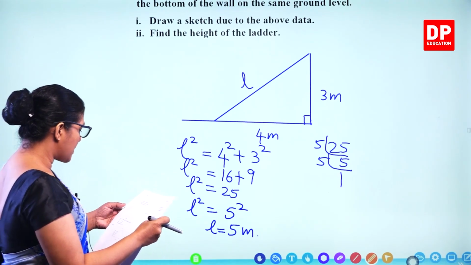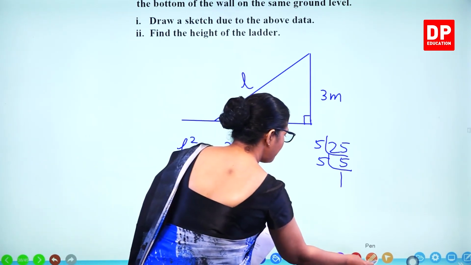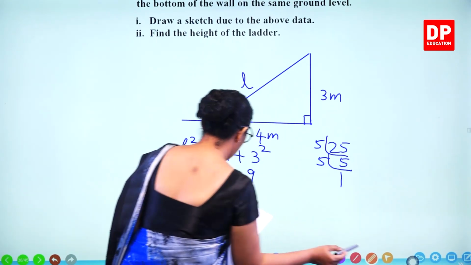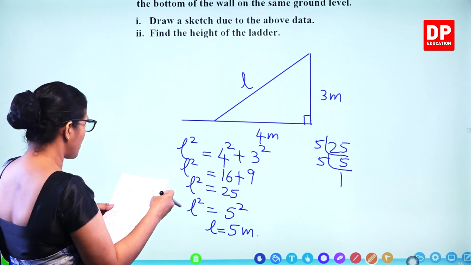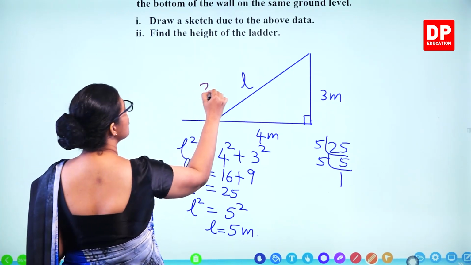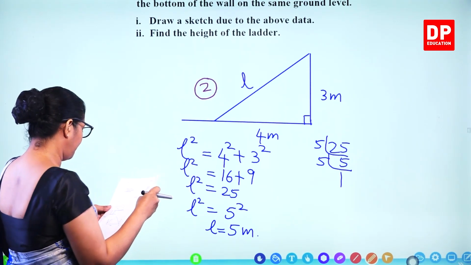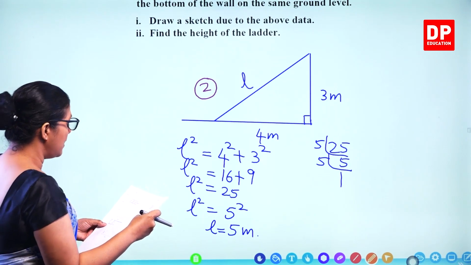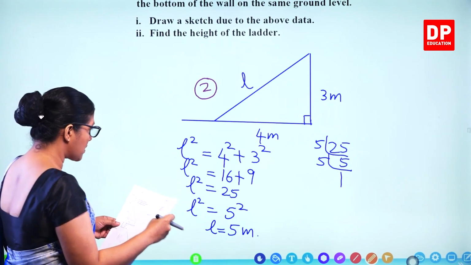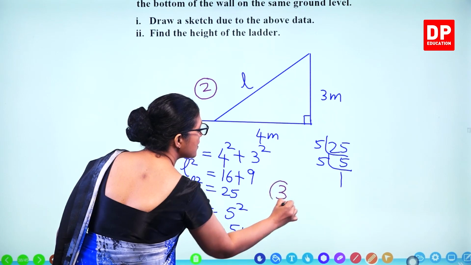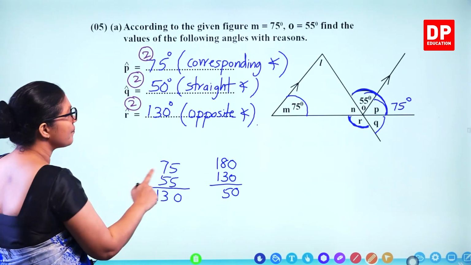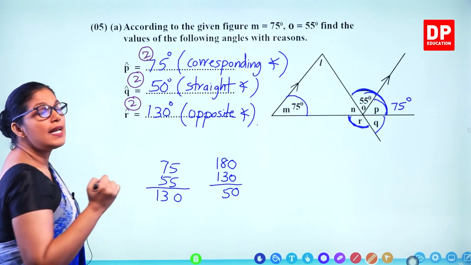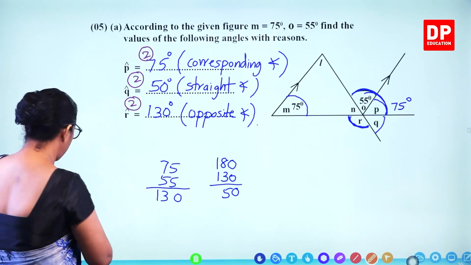So how many marks? You get 2 marks for drawing the sketch. And then finding the length, you get 3 marks. 3 marks for this. So 3 plus 2, 5. And 6, 11 marks for this question.